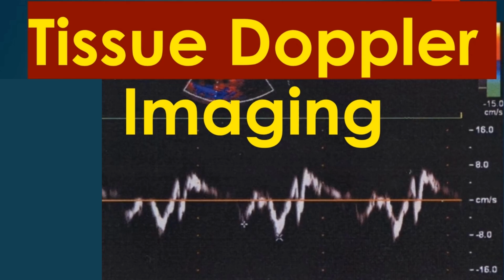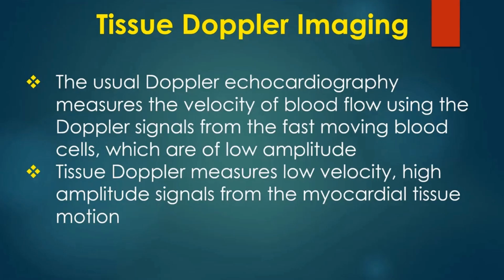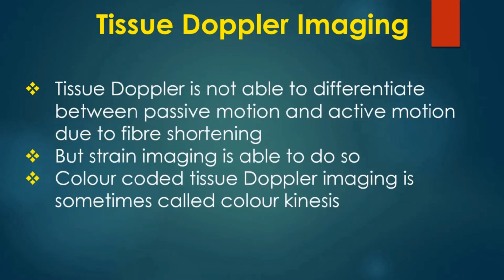Tissue Doppler imaging measures the velocity of myocardial motion using Doppler principles. The usual Doppler echocardiography measures the velocity of blood flow using the Doppler signals from the fast-moving blood cells, which are of low amplitude. Tissue Doppler measures low velocity, high amplitude signals from myocardial motion. Tissue Doppler is not able to differentiate between passive motion and active motion due to fiber shortening, but strain imaging is able to do so.